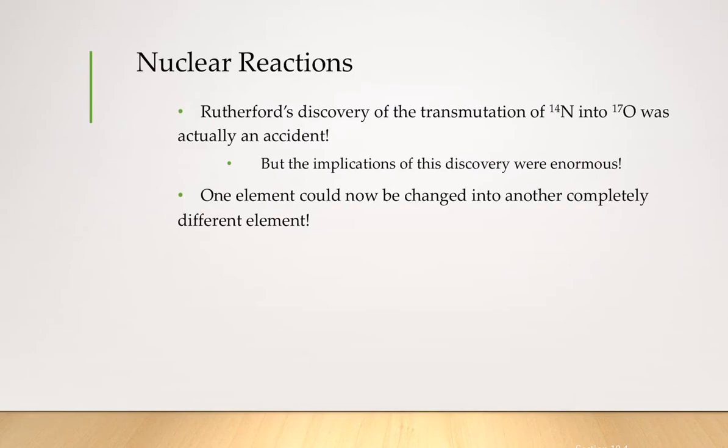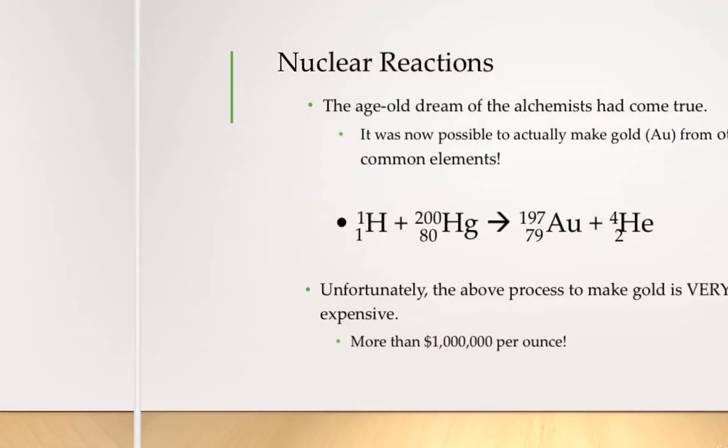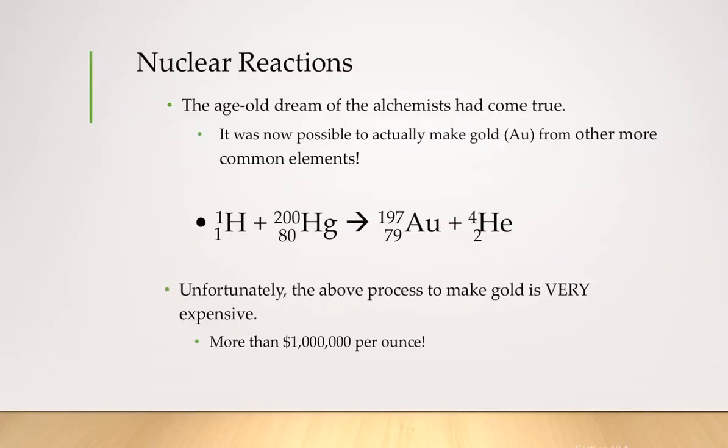Okay, Rutherford's discovery of the transmutation of nitrogen-14 into oxygen-17 was actually an accident, but the implications of this discovery were enormous. One element could now be changed into another completely different element.